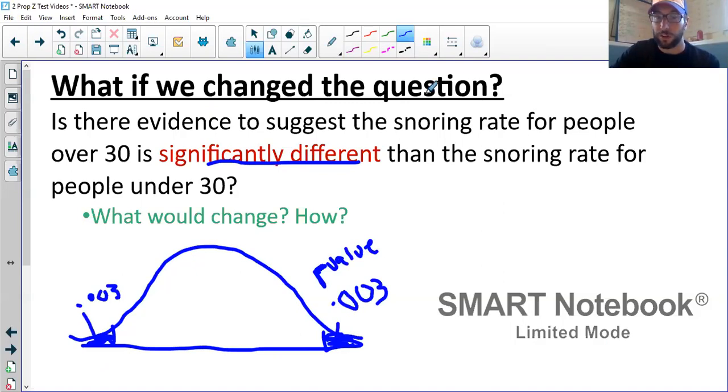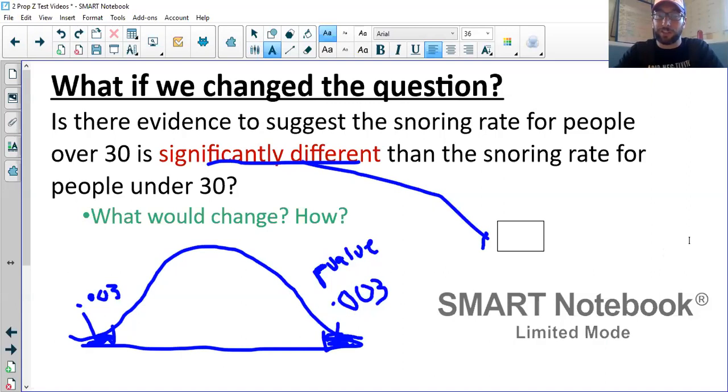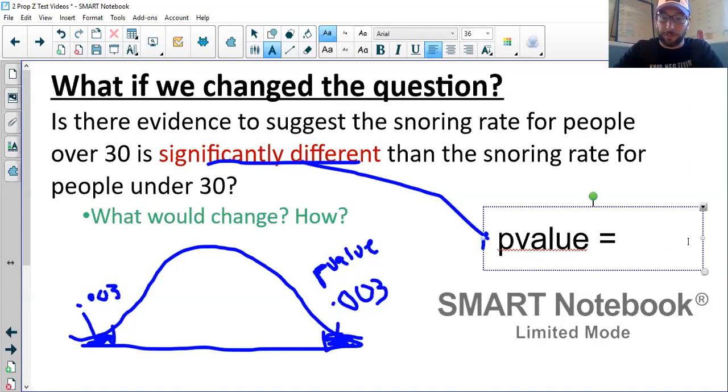And so if we do this, our sketch changes to reflect our two-tailed test, and now our p-value is going to be 0.006. We're going to have to double that for both tails. All right, let's keep rolling. A couple more slides and we're done.